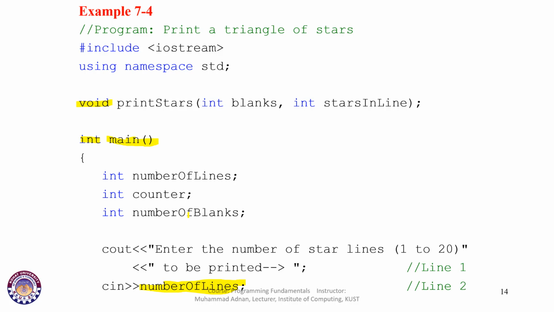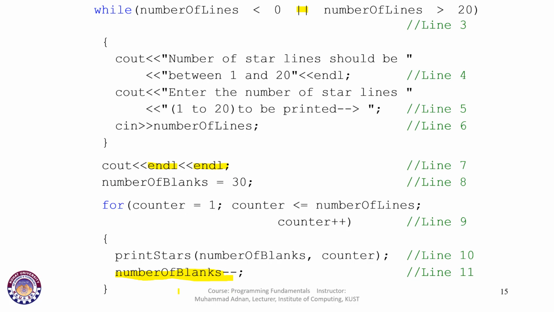We printed a message asking the user to enter the number of lines, which should be from 1 to 20 inclusive. The user entered the number of lines. Remember, the number of lines are the lines on which the asterisks or stars will be printed. So let's say the user has entered 21. So what will we have?